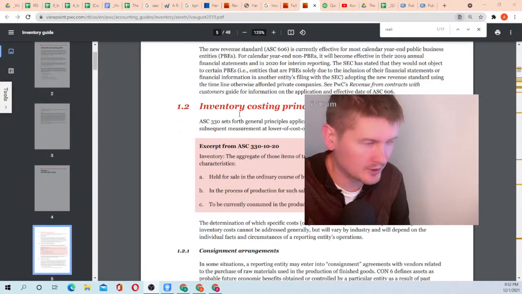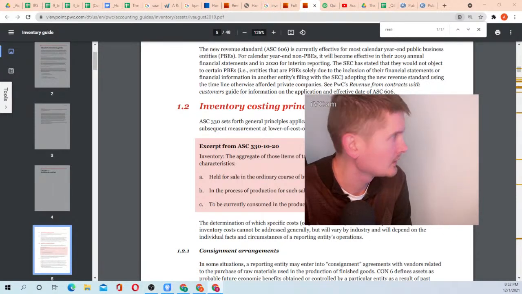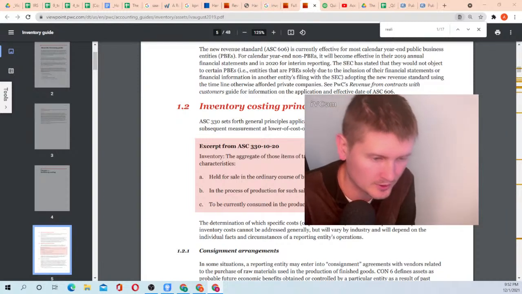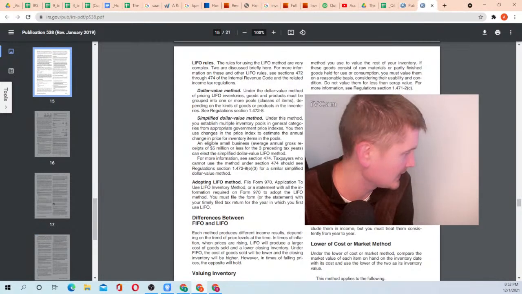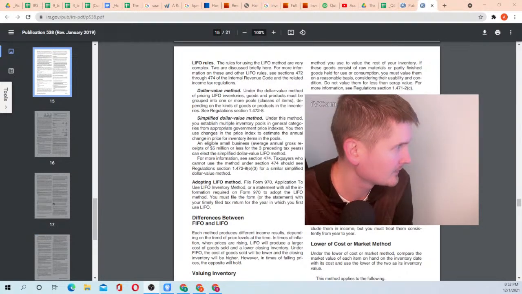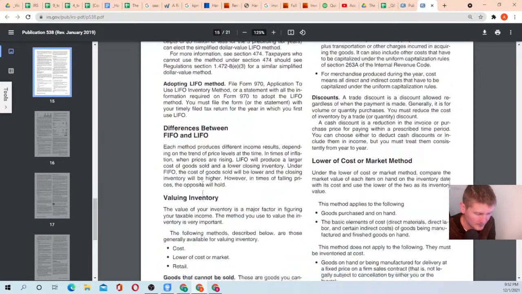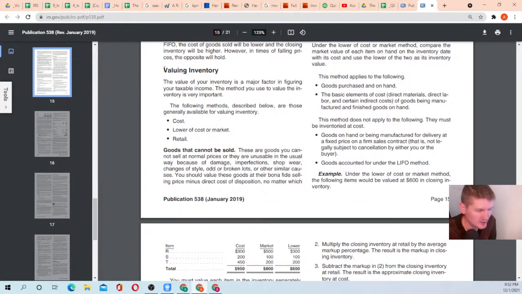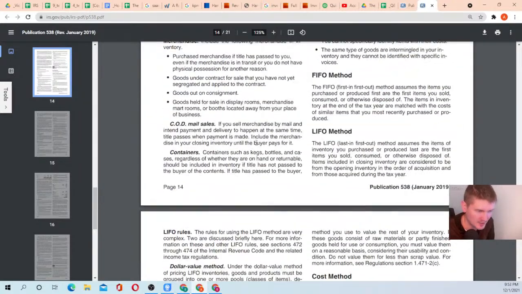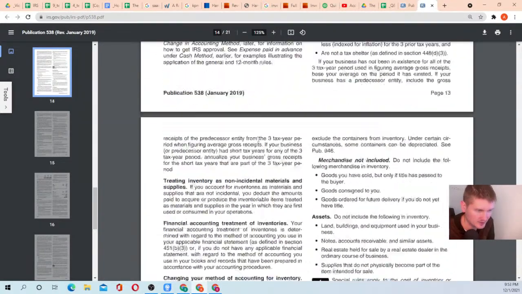Okay, so our inventory costing. The IRS basically allows you to use the same principles as in the inventory standard. So basically for your inventory valuation, the IRS allows you to use a cost method, lower of cost or market method, or retail.